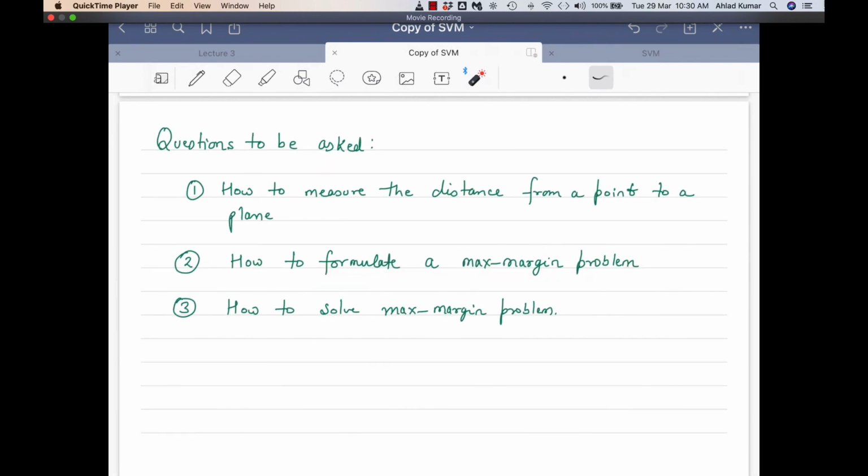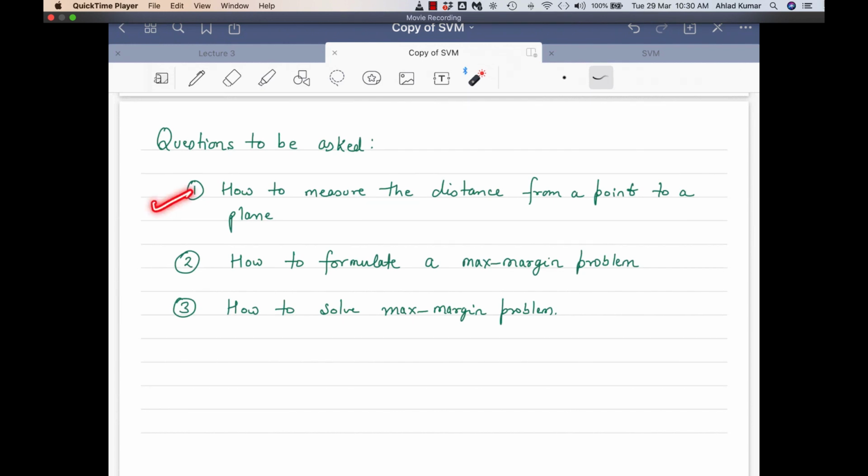Like you want to solve a maximization of the margin, but you do not know how to solve it. So we have to formulate the problem of max margin. And then once you formulate, then the question comes how to solve that. So we will go through all these three steps one by one.